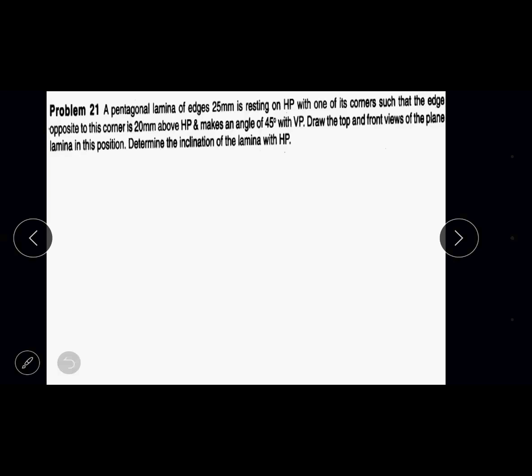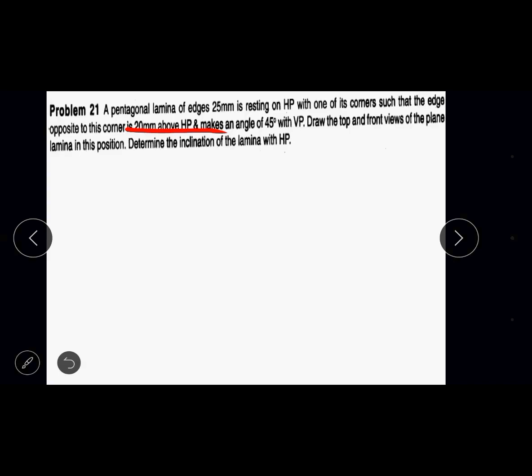It is a very simple conditional type of problem. Here in this problem, the HP angle is not given, the VP angle is given, and all other things remain similar to your type 1 and type 2. Only the HP angle is not given. Instead of the HP angle, one condition is given. That condition is: the edge opposite to this corner is placed 20 mm above HP. So this is only one simple condition given. It's a very simple and easy problem. So read the problem and go ahead, similar to your type 1 and type 2.